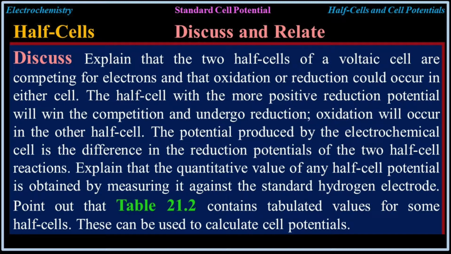Explain that the quantitative value of any half cell potential is obtained by measuring it against the standard hydrogen electrode. Point out that table 21.2 contains tabulated values for some half cells. These can be used to calculate cell potentials. Study all the diagrams very carefully.